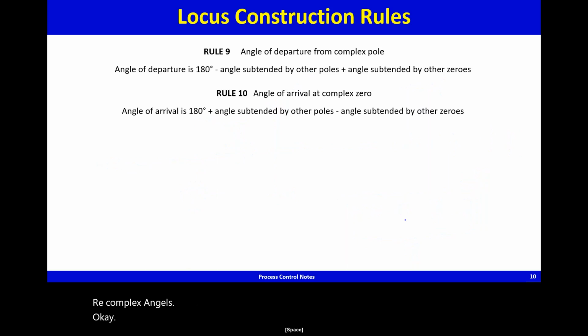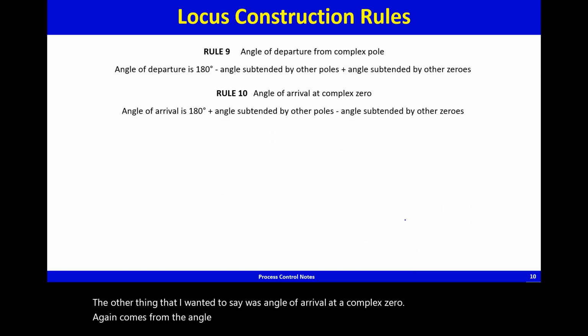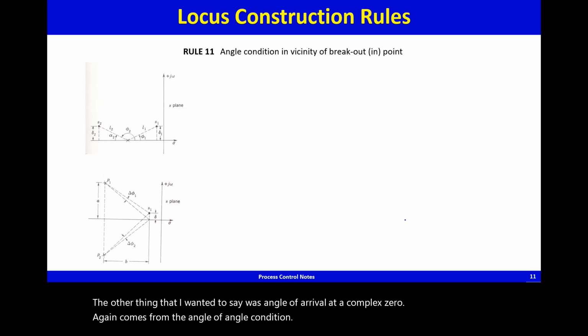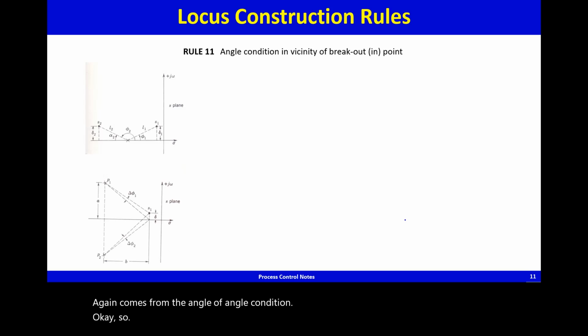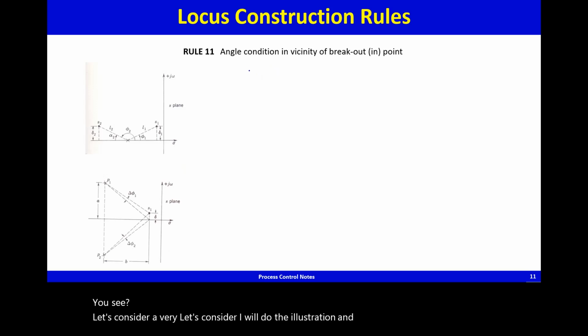The other thing that I wanted to say was that the angle of arrival at a complex zero again comes from the angle condition. There is a very nice iterative procedure for calculating the break-in or breakout points. Let me do an illustration, and then that should hopefully clarify things for you.